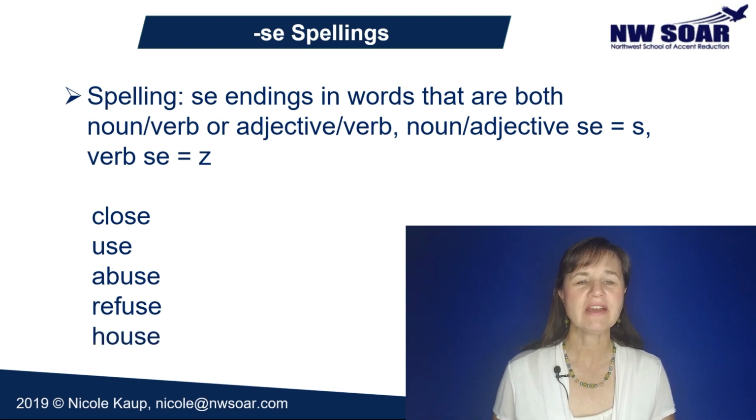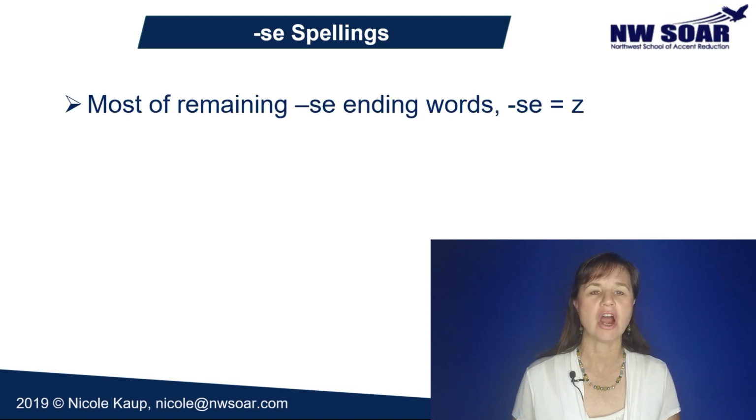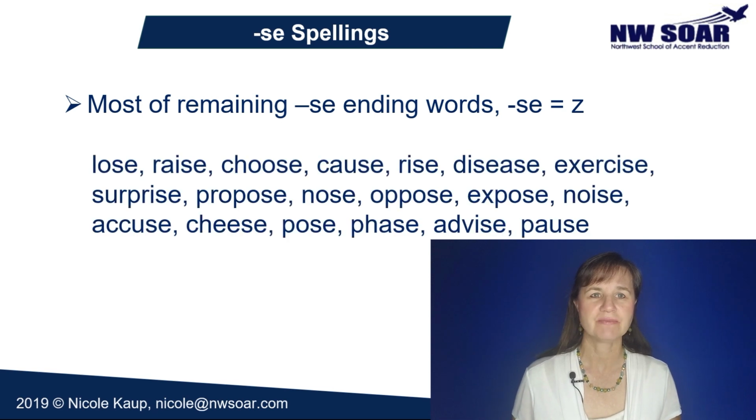Now, the majority of the rest of the SE ending words are voiced, so you will pronounce them with a Z sound. Examples include lose, raise, choose, cause, rise, disease, exercise, surprise, propose, nose, oppose, expose, noise, accuse, cheese, pose, phase, advise, and pause.